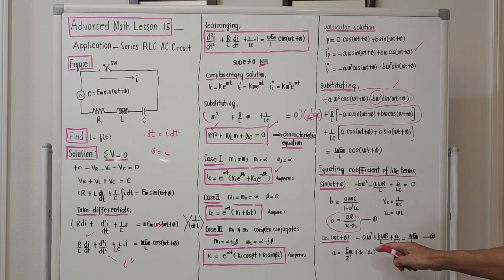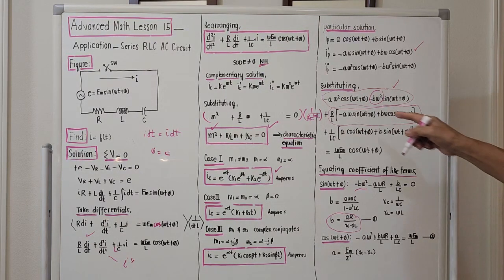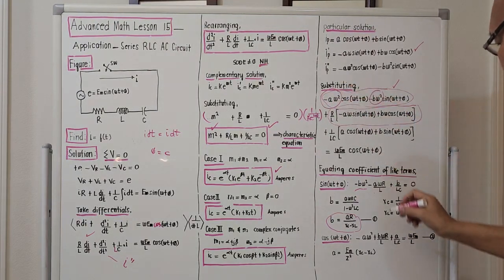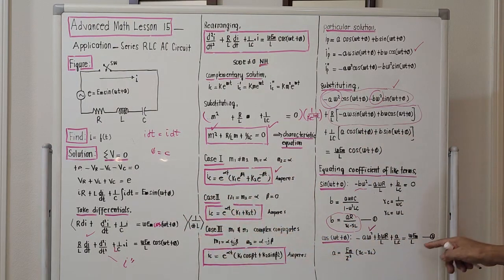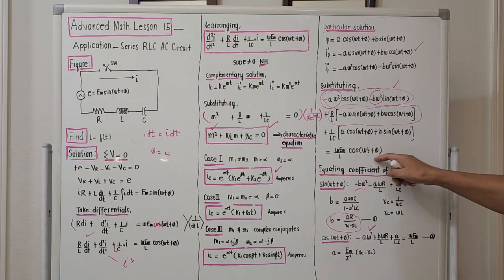The coefficients will be negative A omega squared plus B omega R over L plus A over LC, and this should be equal to the right hand side, omega E_m over L. Actually, we check the first one. The first cosine is this one, and the coefficient is negative omega squared. And so on. The right hand side is actually omega E_m over L. This is cosine.